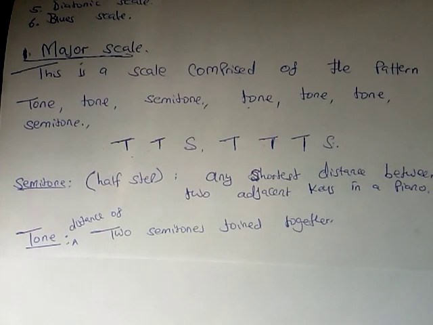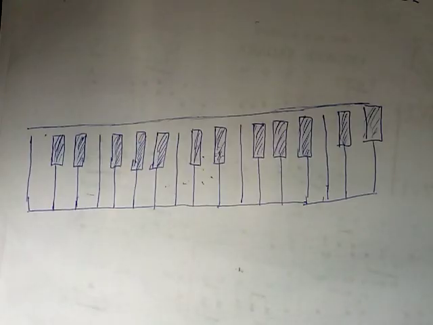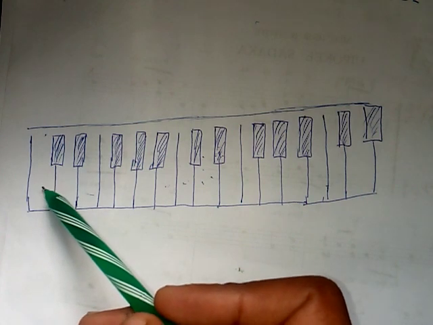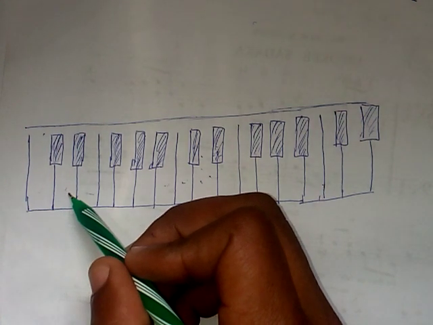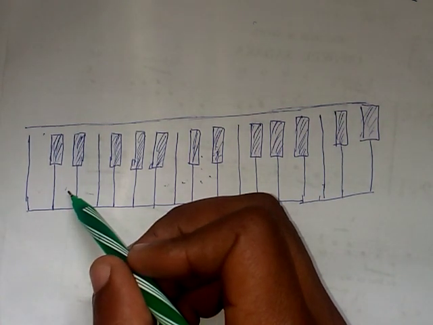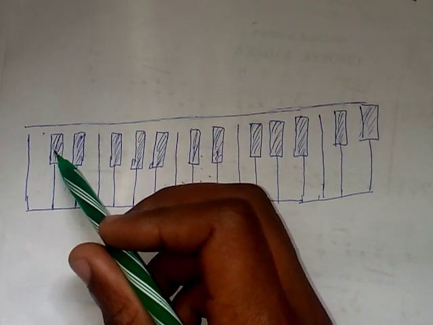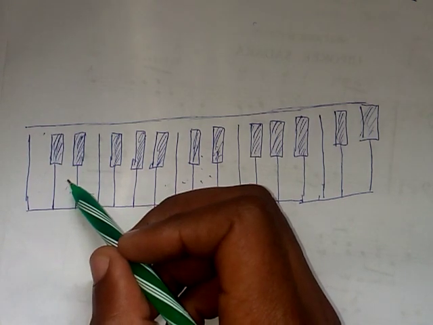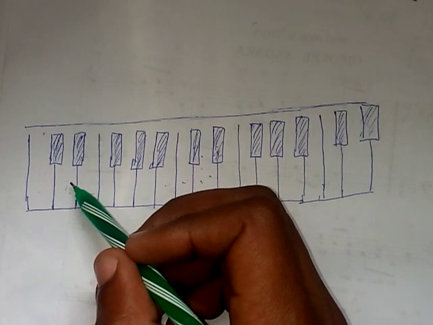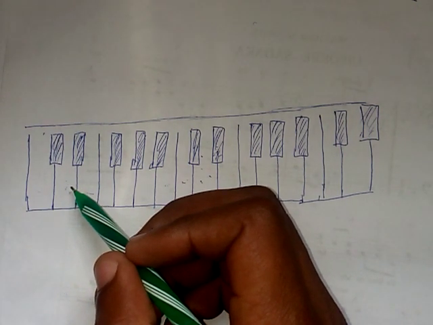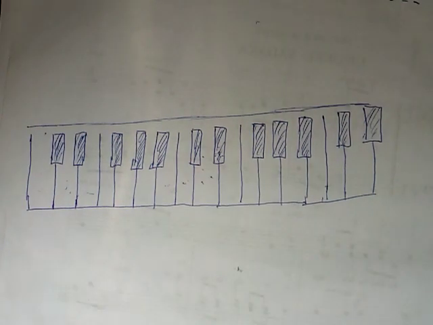A tone is the distance of two semitones joined together. Say, for example, I'm at this white key over here, then I decide to move directly to the next white key over here. I will have moved a half step from this point to the black key, then from the black to the white key, another half step. The composition of the two forms what we are referring to as a tone. A tone is the composition of two semitones joined together.